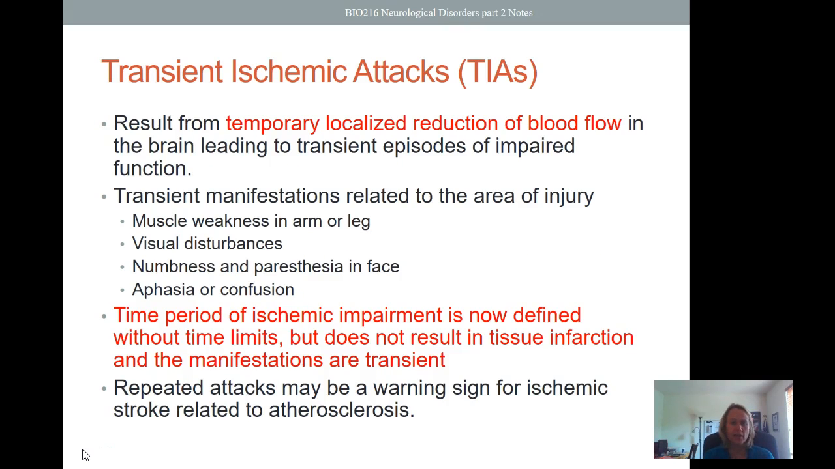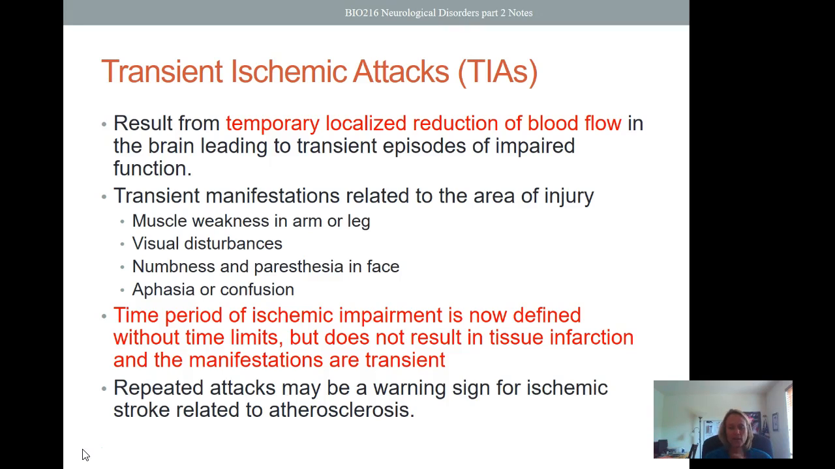Transient ischemic attacks result from a temporary localized reduction of blood flow in the brain, leading to a transient episode of impaired function. You could compare a TIA to a CVA as angina is to a myocardial infarction. So this is going to result in transient manifestations related to the area of injury. For instance, muscle weakness in an arm or leg, visual disturbances, numbness and paresthesias in the face, aphasia, or confusion.